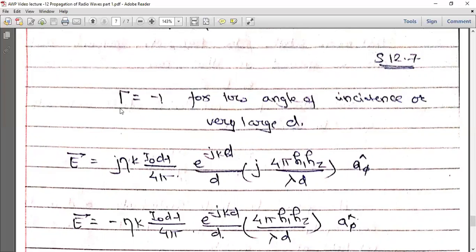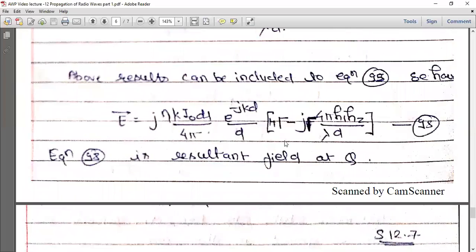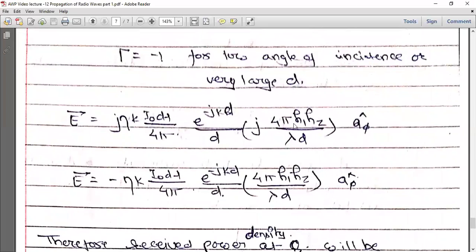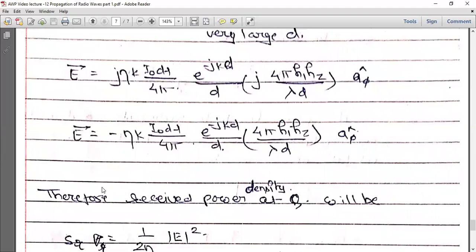Substituting gamma equal to -1 here, we get 1 minus 1 as 0, and -1 into this minus becomes plus j. Correspondingly, E will be given by this particular expression, simplifying which we get this.